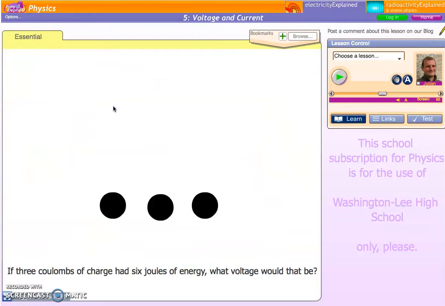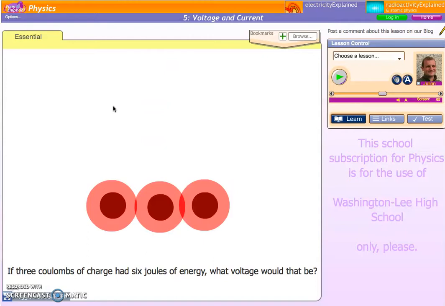If 3 coulombs of charge had 6 joules of energy, what voltage would that be? 6 joules divided by 3 coulombs. Well done if you spotted the answer. 2 volts. Watch how the working is done.